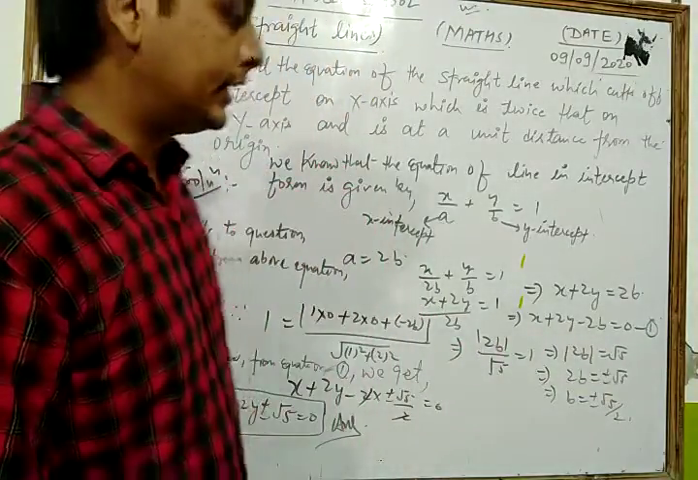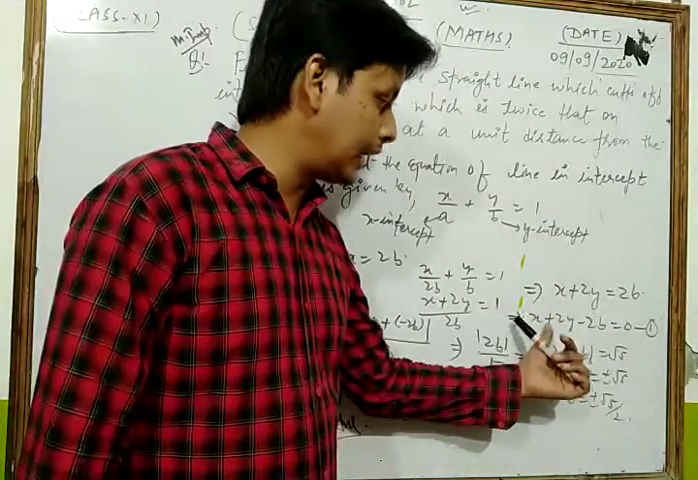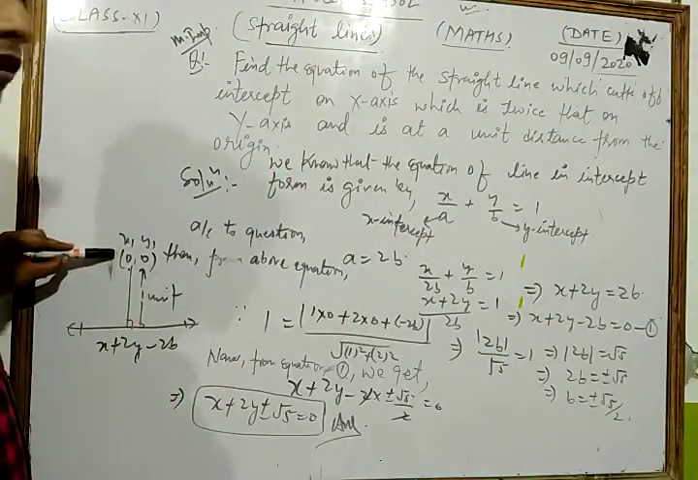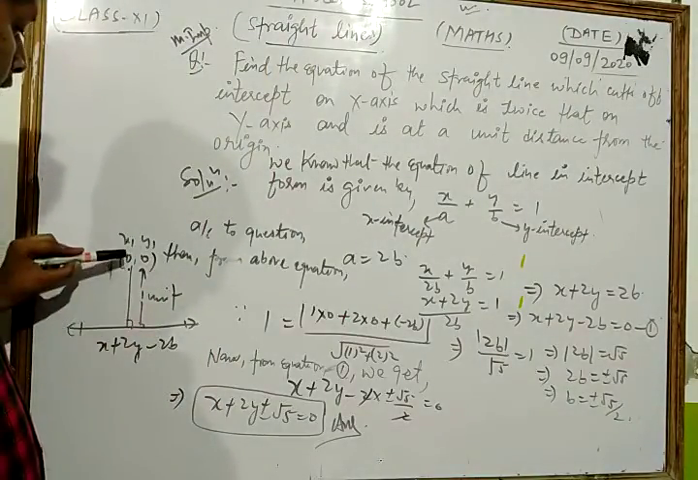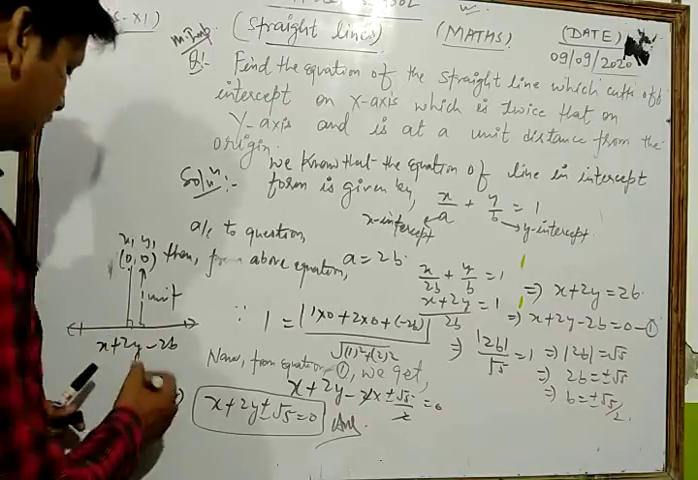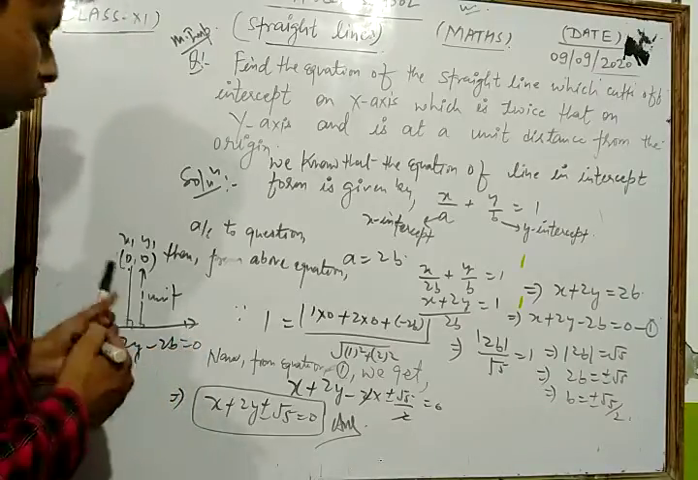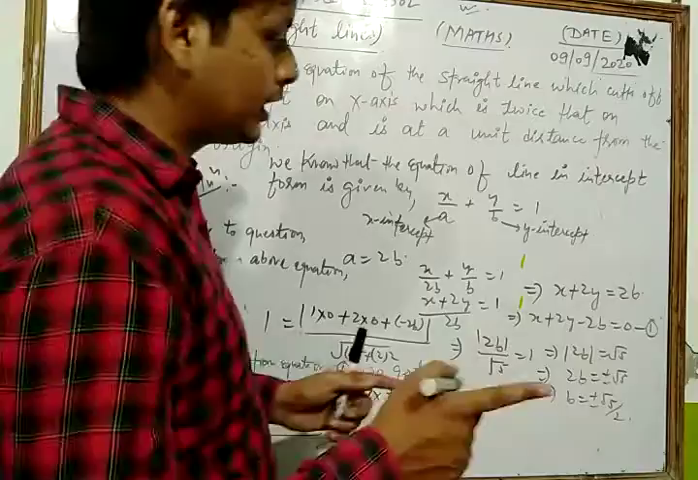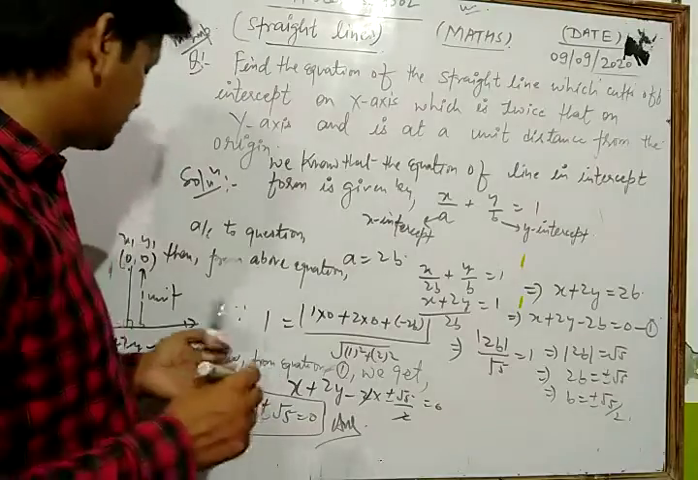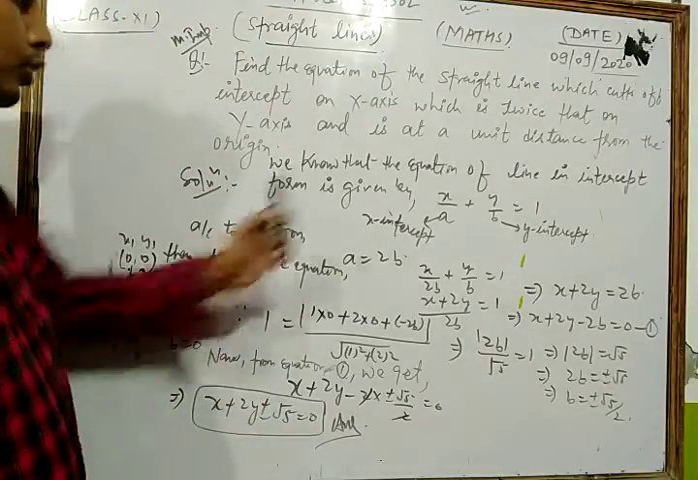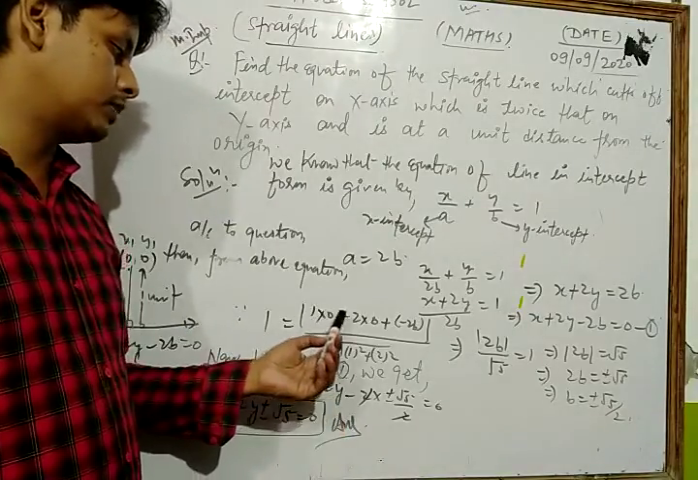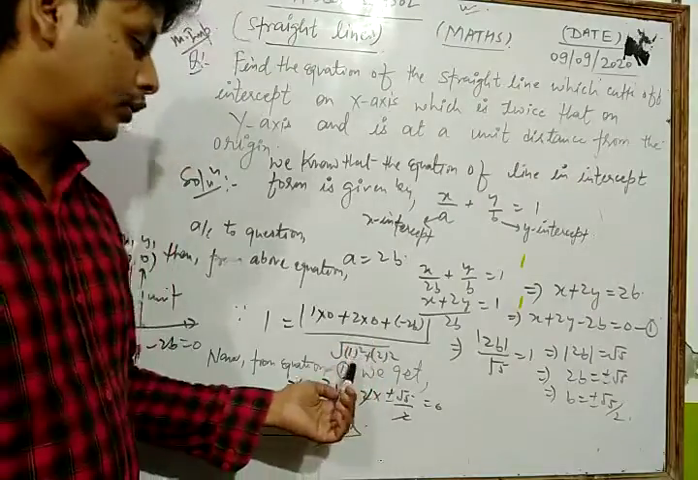Now, dear students, the distance from the origin to the line is 1 unit. So here we apply that condition. The point of origin is 0, 0, and the distance between the origin and that line is 1 unit. Now we apply the perpendicular distance formula, and the perpendicular distance between them is 1 unit. You know the formula: mod of ax1 plus by1 plus c upon under root a square plus b square.